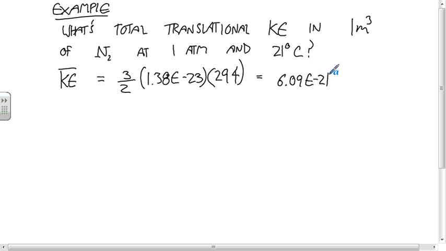And what are the units? We're talking about kinetic energy, and everything's SI units. Yep, so this would be joules.